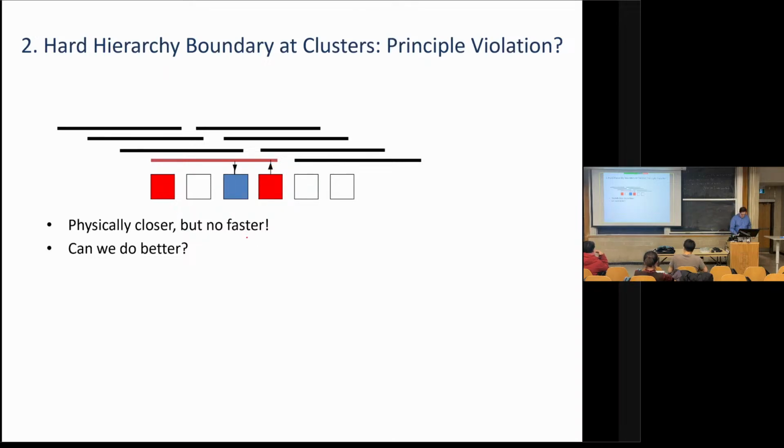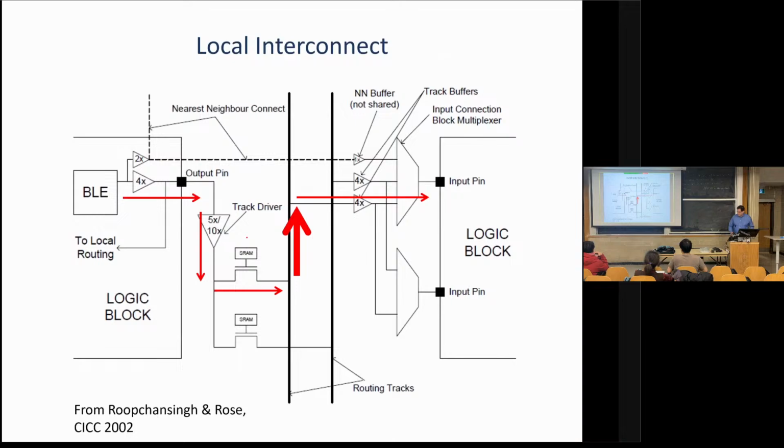Okay, so can we do better? And you can. This is basically a paper by Jonathan Rose and one of his graduate students. I don't want to get into the details of the electrical design, but to look at these things, you usually have to assume some electrical design. So here's what they assumed. You've got a basic logic element. It can feed its own local routing. That's what we've been looking at before.